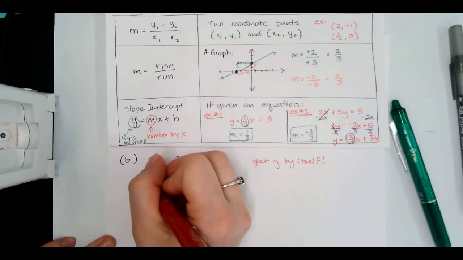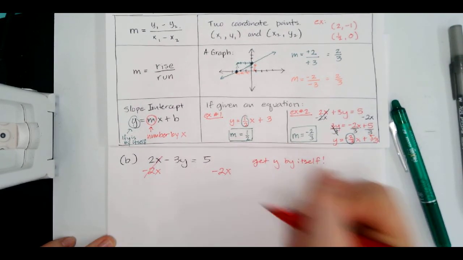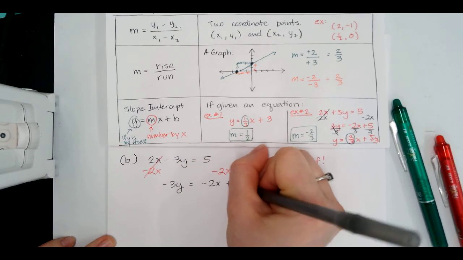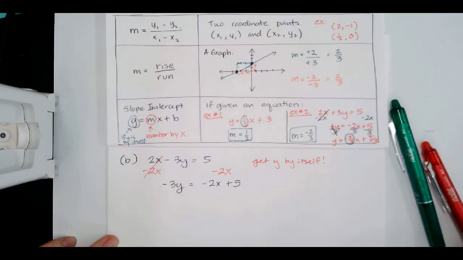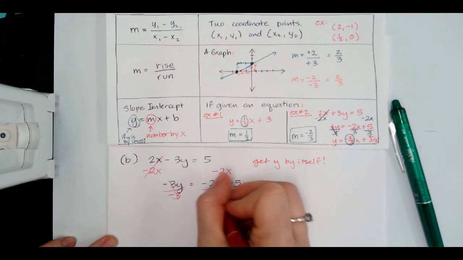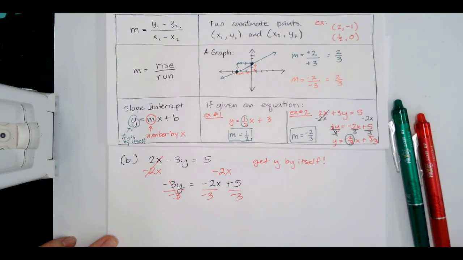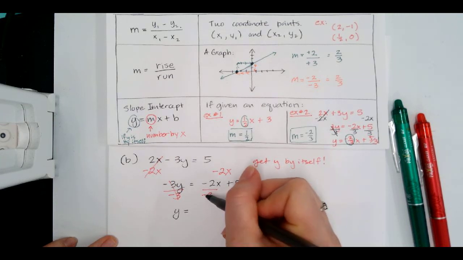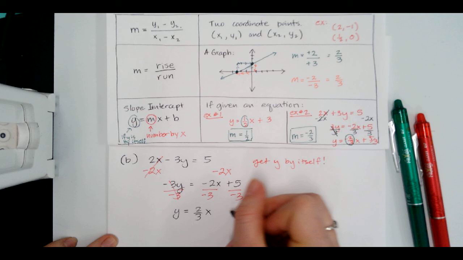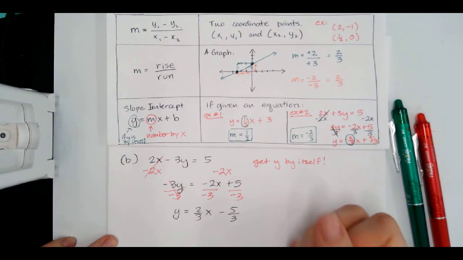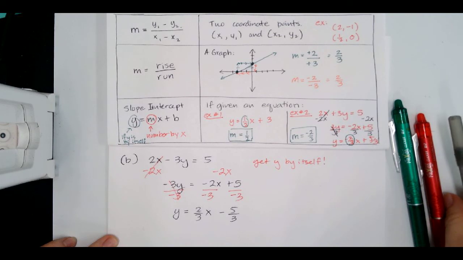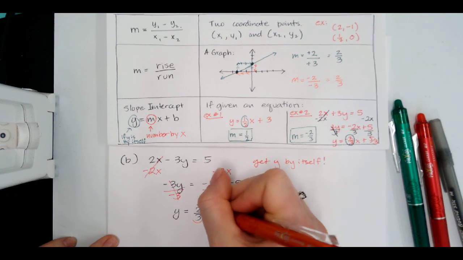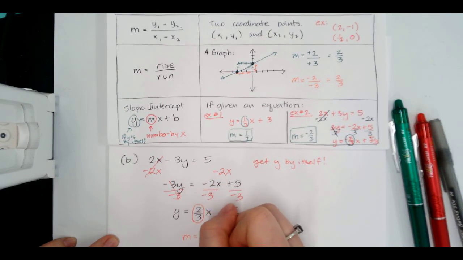Okay. So minusing 2x from both sides. Then we have negative 3y equals negative 2x plus 5. Y is almost by itself, not quite. We need to divide by the negative 3. And then let's see, simplifying. Y equals negative divided by negative, positive. So 2 over 3x minus 5 over 3. So now y is by itself, so we can go ahead and pull the slope off. The slope is the number by x. M equals 2 over 3.